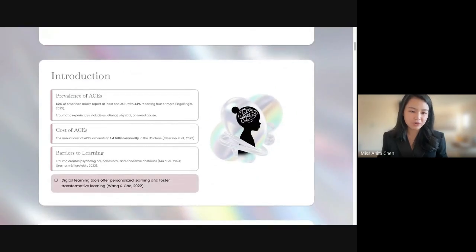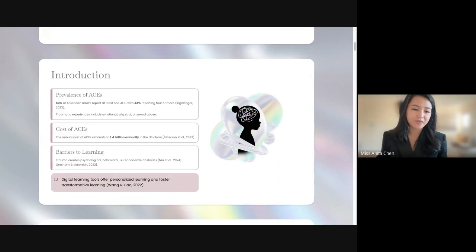To begin, I'd like to share with you about the prevalence of ACEs, also known as adverse childhood experiences. These traumatic experiences can include emotional, physical, or sexual abuse, with 60% of American adults reporting at least one ACE and 43% reporting 4 or more. That means that almost 50% of our population are reporting 4 or more ACEs. And the cost of those ACEs adds up with the cost to our economic, corporate, and medical system, adding up to $1.4 trillion annually in the United States alone. Can you imagine what it's like globally?